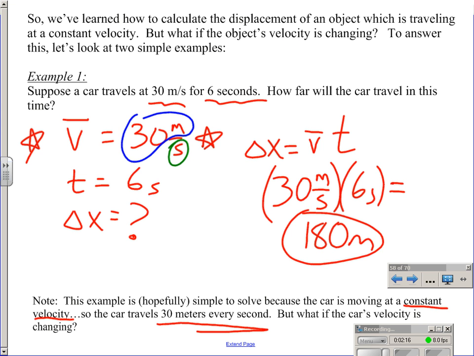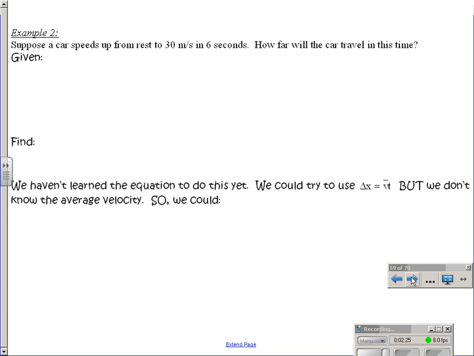So what we're going to talk about today is what happens if the car's velocity is changing? What if it's not constant? That brings us to example number 2. At first glance, it says, suppose a car speeds up from rest to 30 meters a second in 6 seconds. How far will the car travel in this time? At first glance, you go, oh, well, I know that the velocity of the car is 30 meters a second and that the time is 6 seconds, and I'm looking to find out how far it goes.